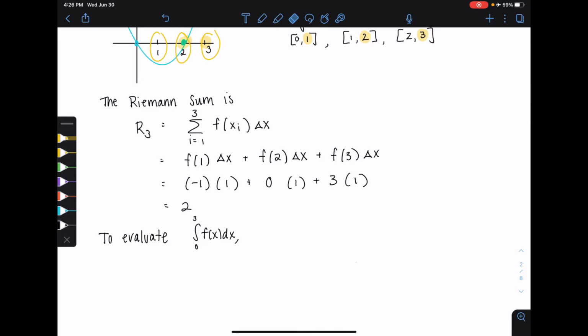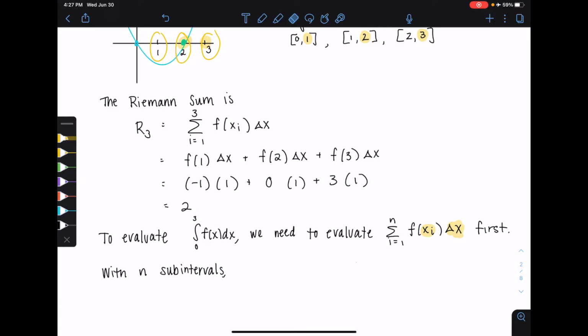Now we get to the fun part. To actually evaluate this definite integral, I've got to go through the limit of that Riemann sum. So we're going to evaluate this Riemann sum first. And so I've got to come up with, what does the expression for delta x look like? What does the expression for my right endpoints look like? So with n subintervals, our delta x is still the length of my interval, which is 3, divided by the number of subintervals. And in this case, that's n. So delta x is going to equal 3 over n.